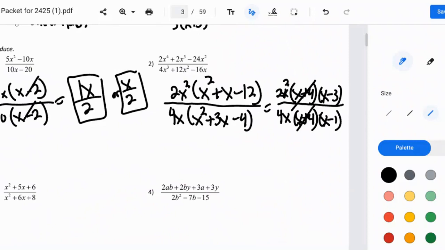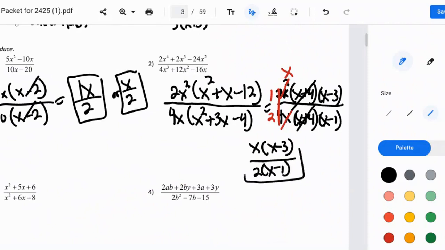Monomials on the outside, 2 divided by 4 can cancel into 1/2. 1x can cancel from the top and bottom. So you're still left with 1x because there was 2 to start. So now up top, we'd have in my answer x times x minus 3. On the bottom, we have a 2 times x minus 1. So this is just a lot of practice of factoring and seeing if you can figure out how to cancel correctly.